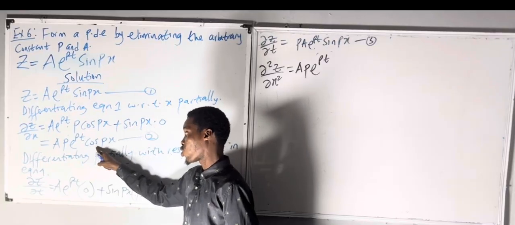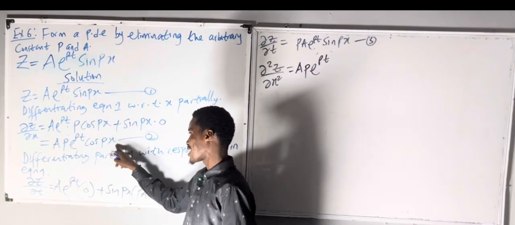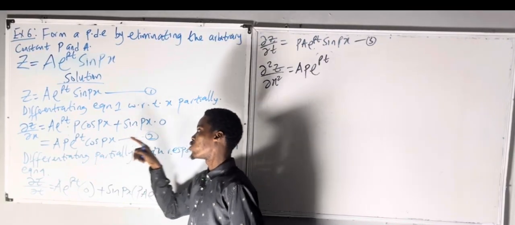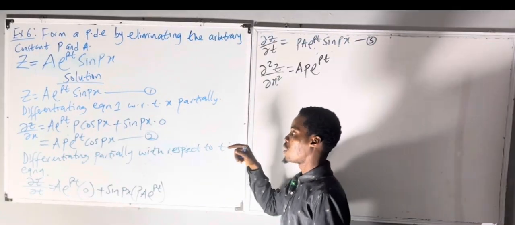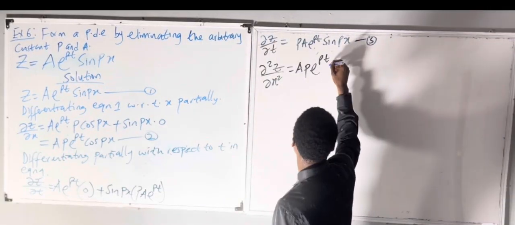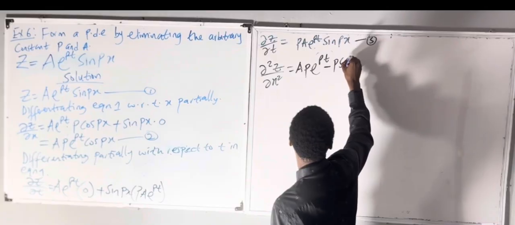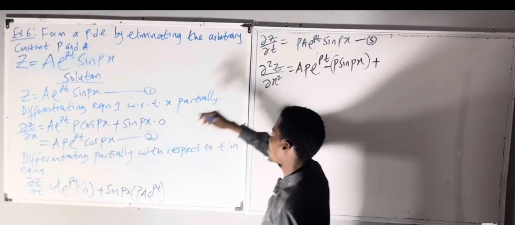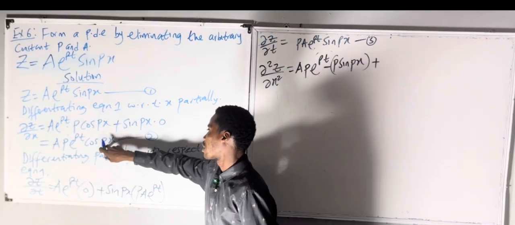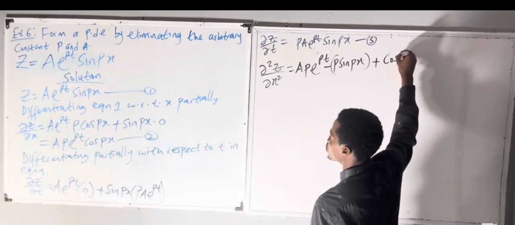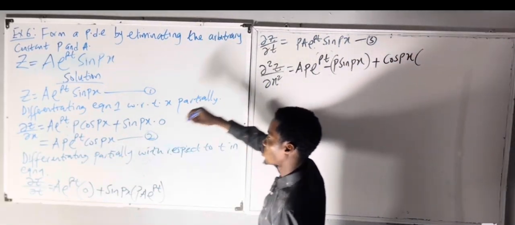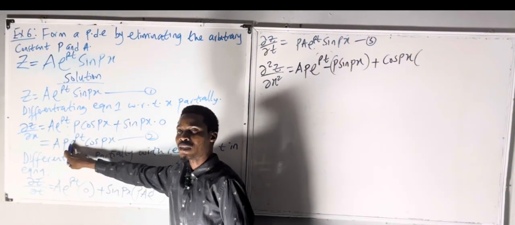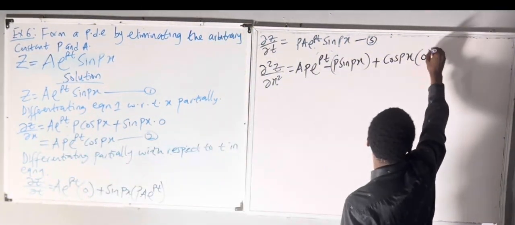That is, if I differentiate cos ps, I'm going to have minus sin ps. I have p here to be what? Minus p sin ps. Then plus, let us consider the second one. I take cos ps, I differentiate with respect to x. There's no x here. It's going to be what? 0. Here it will be 0.